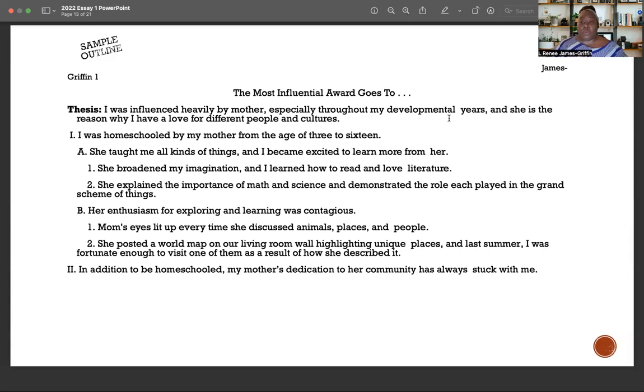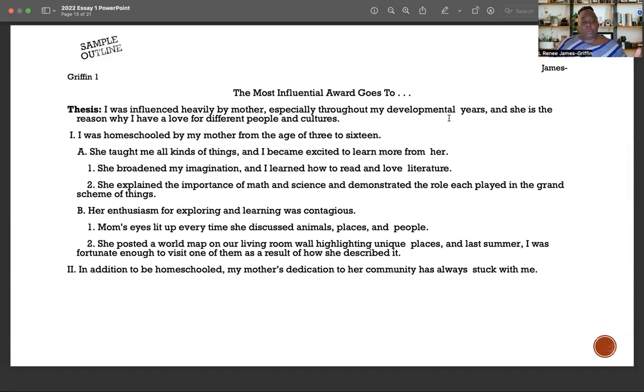So third person point of view is where you're going to use the he, she, it, them, they form, whereas this is first person and it's personal, okay? All right, so let's look at how I structured this. I've given you the thesis statement, correct? Now, my Roman numeral 1 is I was homeschooled by my mother from the age of 3 to 16. That's my topic sentence. That'll probably be my first paragraph. And then A and B are going to give the reader the details. And then the 1 and 2 are going to give you specific examples of those details. Okay, so let's look at Roman numeral 1.